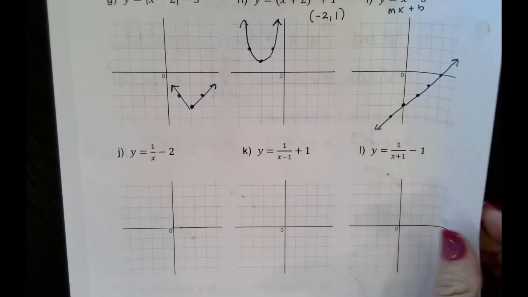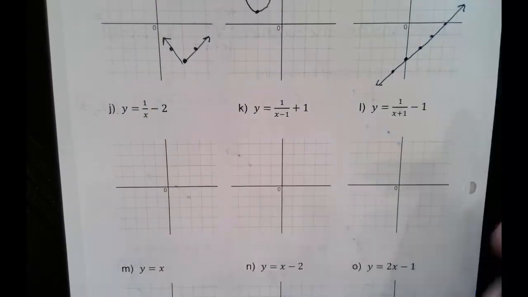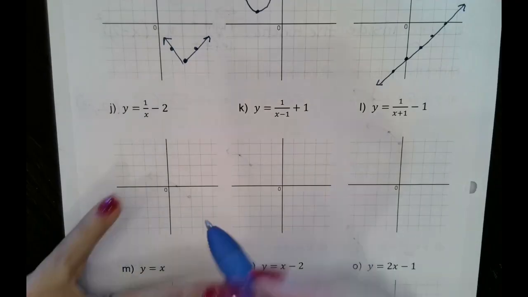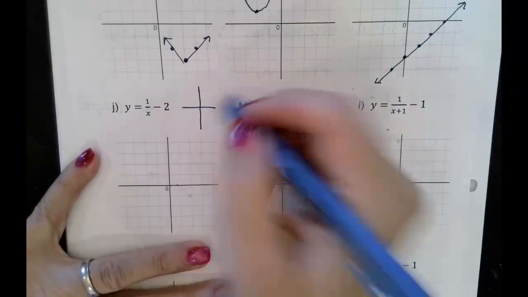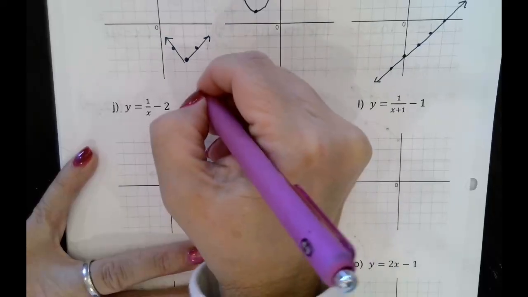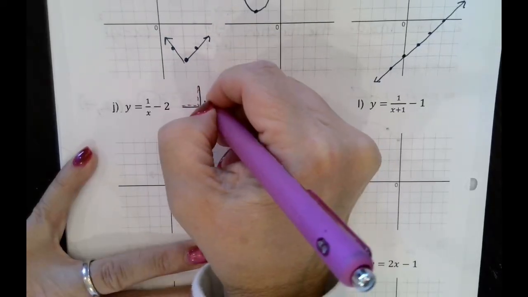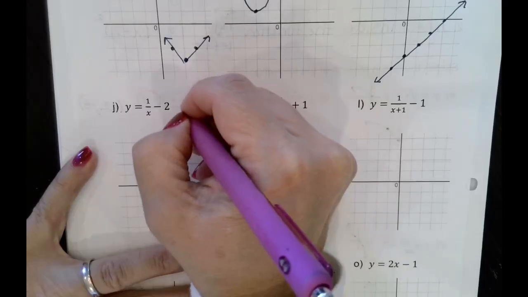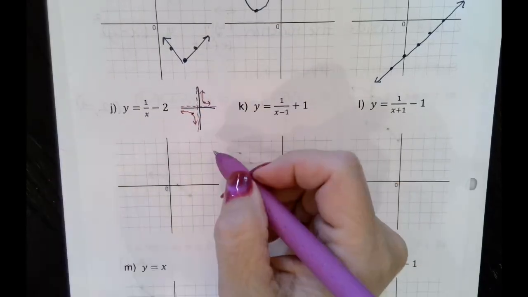Okay, let's get into these. So here are my rational functions. These are harder. So I'm going to go a lot slower on this. If you remember my parent function, I had an asymptote here, and I had an asymptote here, and I have a point here at 1, 1, and a point here at negative 1, negative 1, and this is what my graph looks like. Now, all of these parts are important.